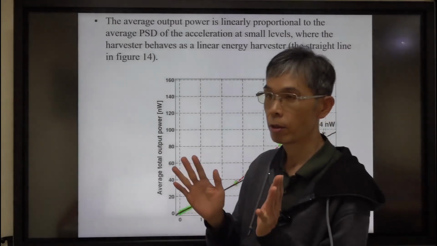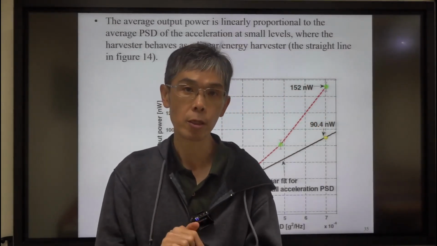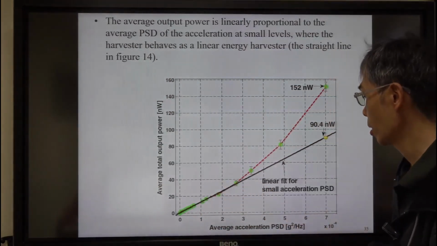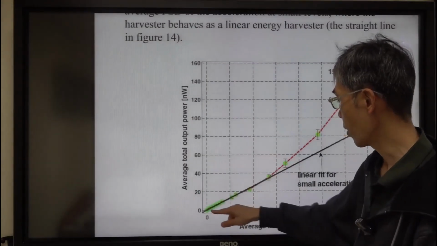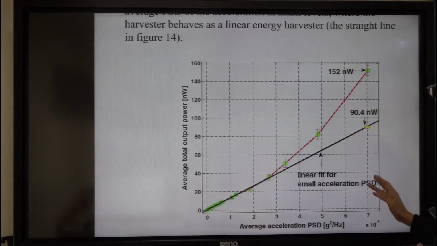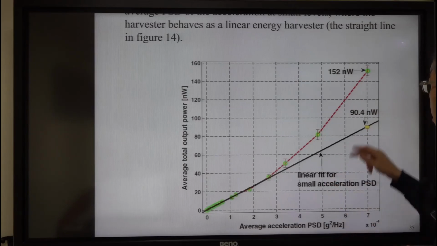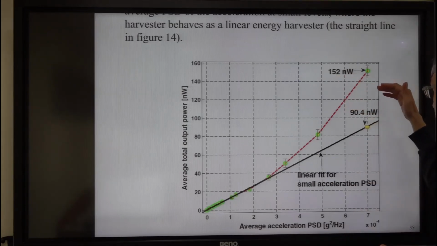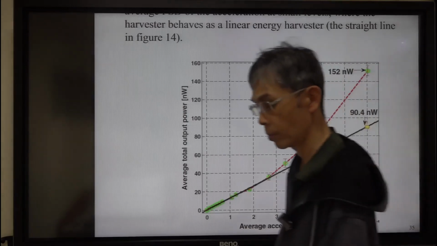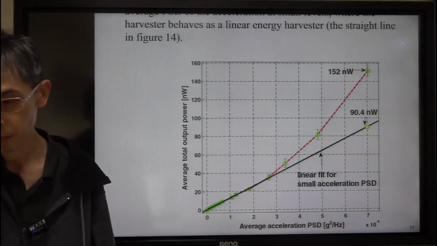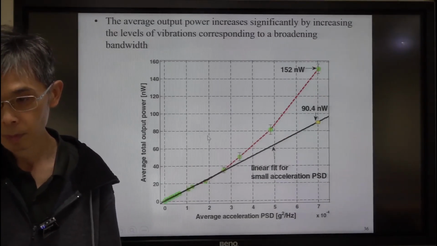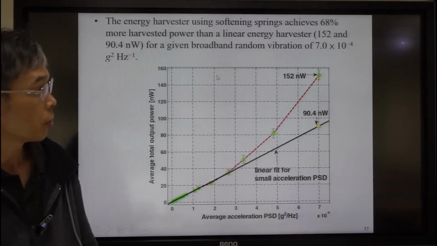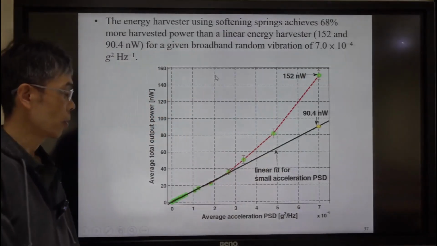But we want to test the comparison between this nonlinear case and the linear case. If the system is a linear case, the result would follow the solid black line. So at this level, it would be 90.4 nanowatt power output. But for our device, the output power reaches 152 nanowatt. Then we have a large increase of the output power. So the increase is 68% for the power output.